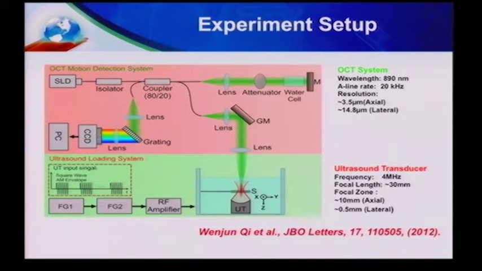So here is the first experiment we did. Essentially, we have a swept source OCT, we have a spectral domain OCT, and then you have an ultrasound transducer here, and you apply amplitude modulated ultrasound, then use the OCT to look at the phase change. The ultrasound itself is at 4 megahertz, but because tissue cannot respond to such a high excitation frequency, we modulate that ultrasound at about several hundred hertz to a few kilohertz.